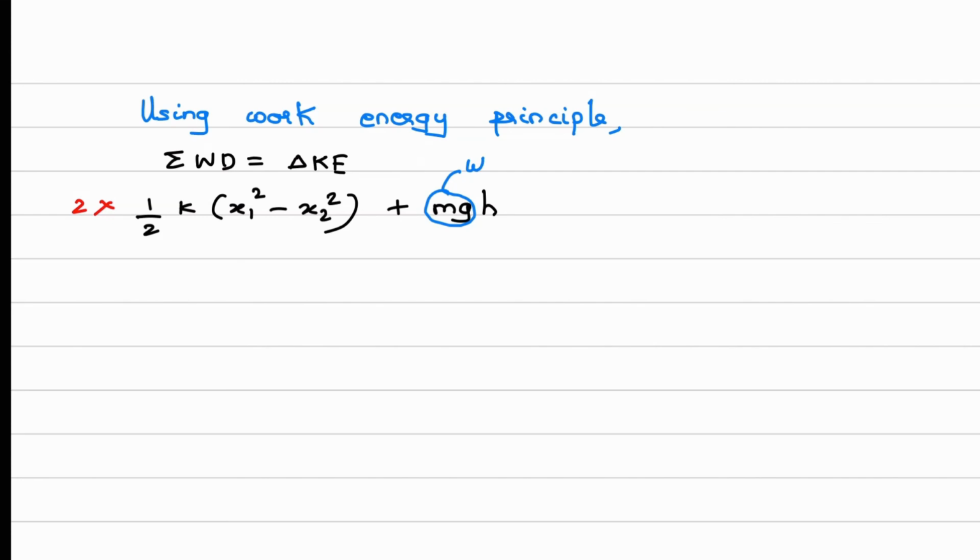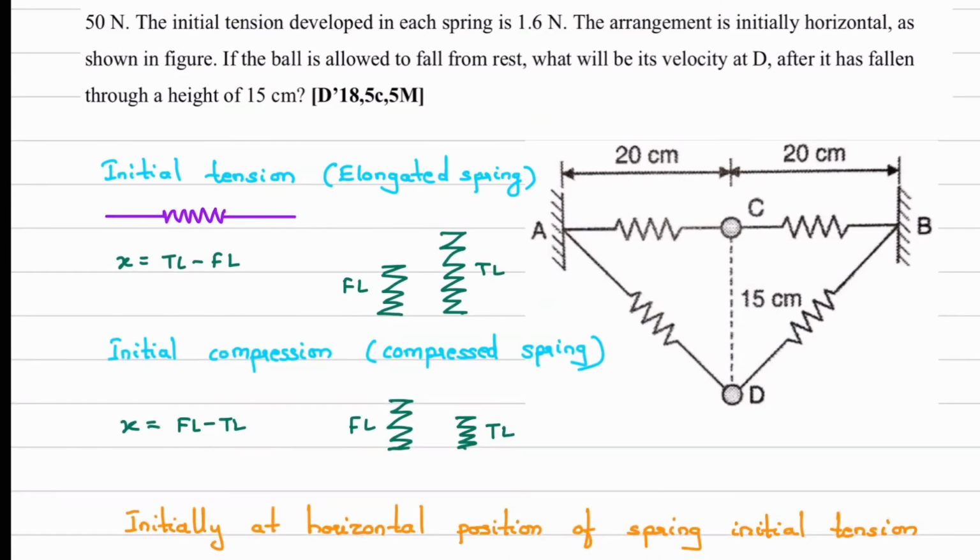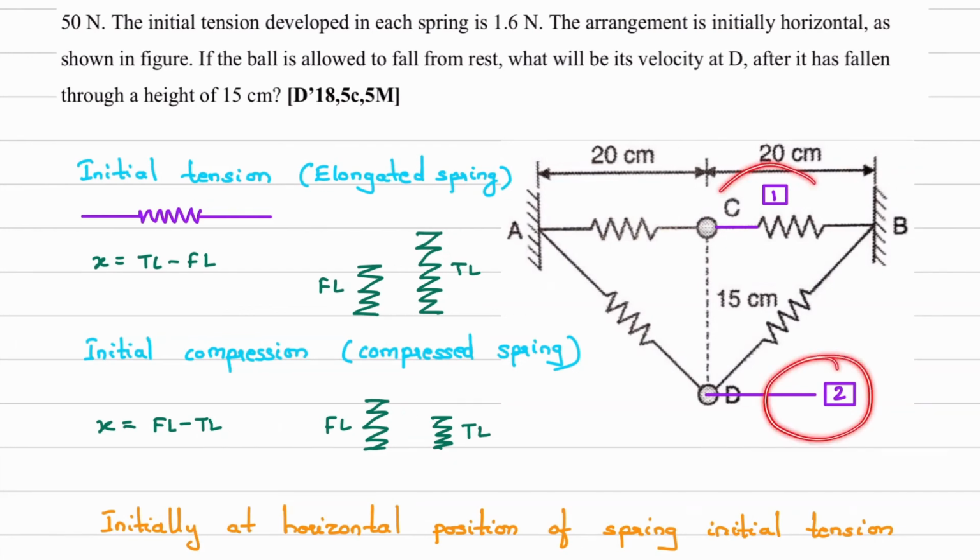This value is equal to change in kinetic energy, half mass into final velocity v2 square minus initial velocity v1 square. So what is velocity at point 2? This is point 2. I'll mark point 1 and 2 in the diagram. So this is point 2 for the ball and this is point 1 for the ball. We have to write down v2 square minus v1 square because that is the change in kinetic energy, so final kinetic energy minus initial kinetic energy.